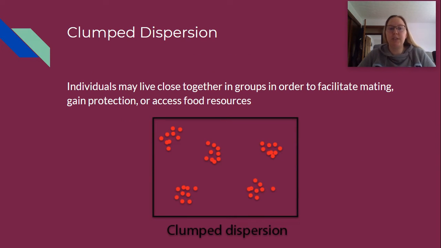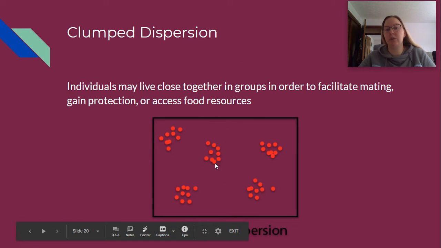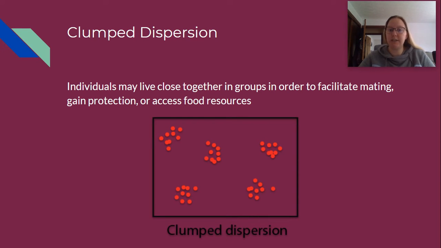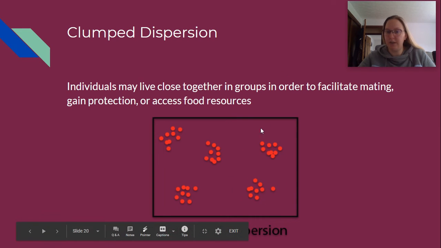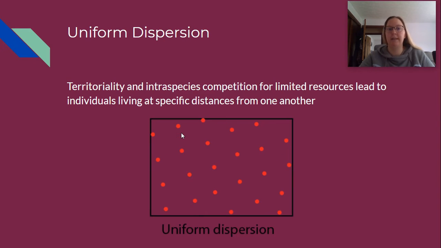Clumped dispersion is when individuals live close together in groups in order to facilitate mating, gain protection, and access food sources, but they very seldomly interact with each other. Now, these are all individuals of the same species. So this family would live together but not interact with this family. This family lives together but doesn't interact with this family. They don't interact just with each other.